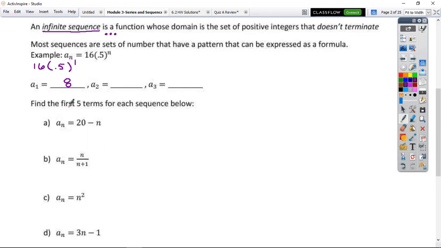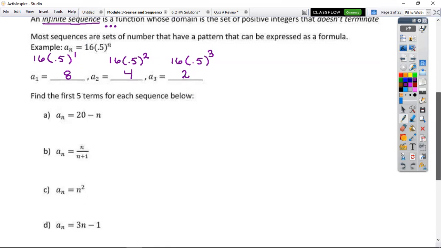That is pronounced a sub 1, or subscript. The next term would be 16 times 0.5 raised to the second. A calculator would be fine. That's just equal to 4. And then I would do 1 more. The third term of the sequence is going to be 16 times 0.5 raised to the third. Use your calculator, and that one's just going to be equal to 2.